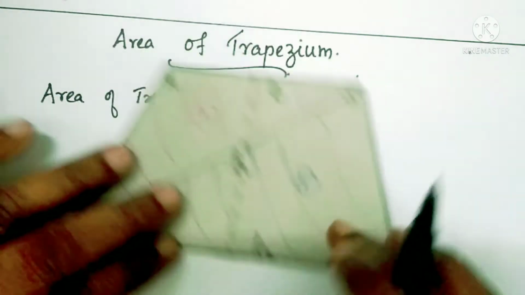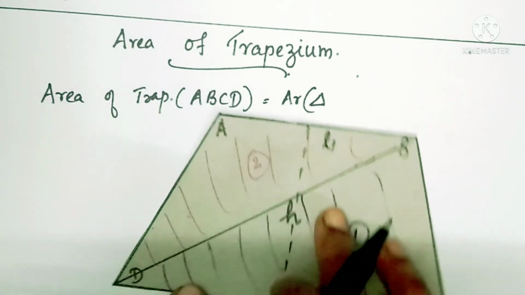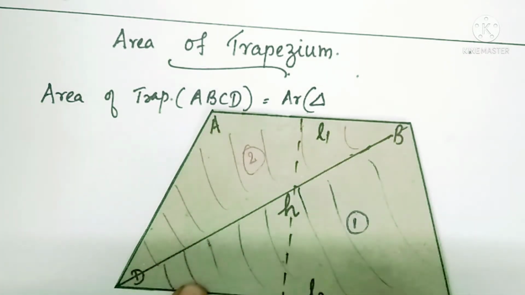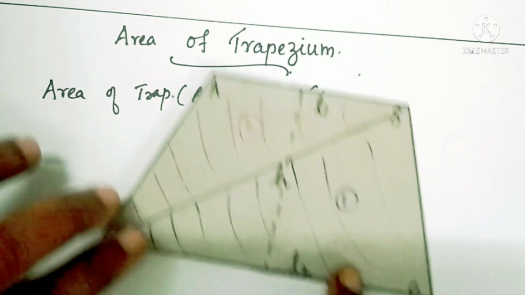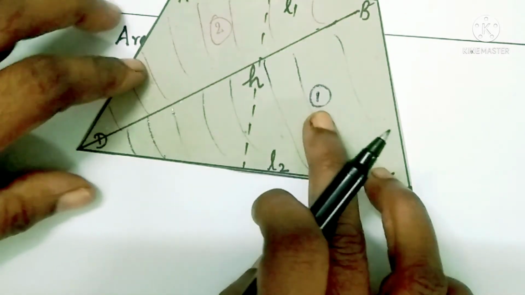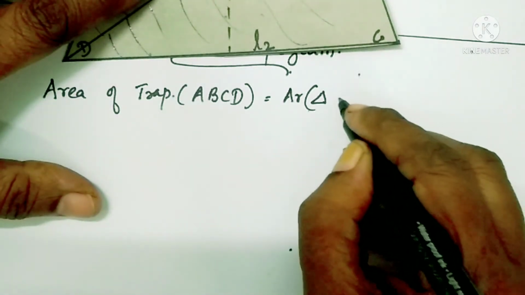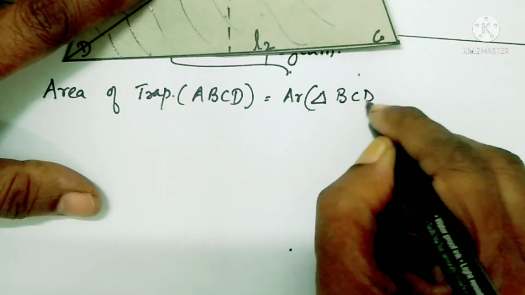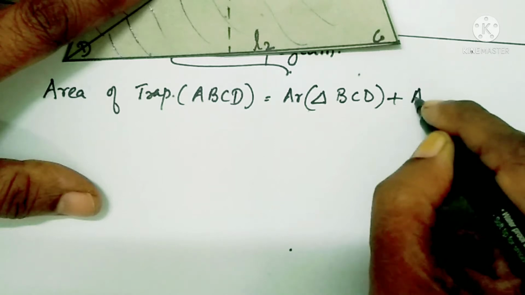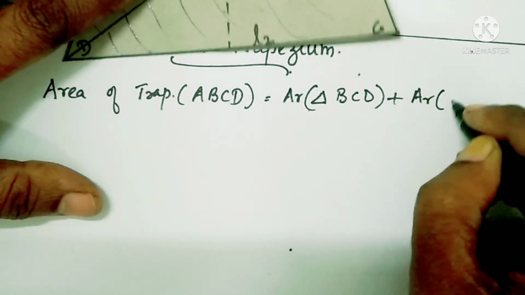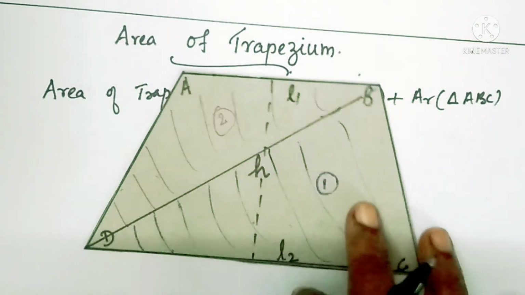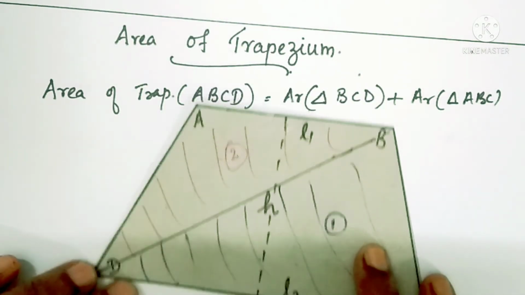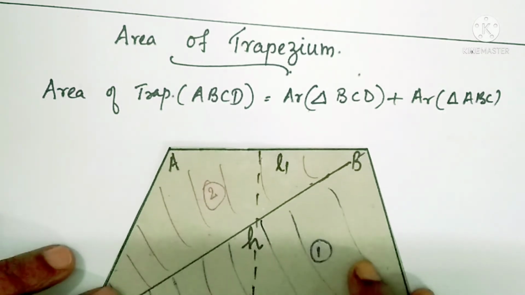triangle, let us name them. What is the name here? ABD plus BCD. We wrote the triangle's name 1 here, so let us write that. Triangle BCD plus area of triangle ABC. Okay. Now how to find the area of a triangle?